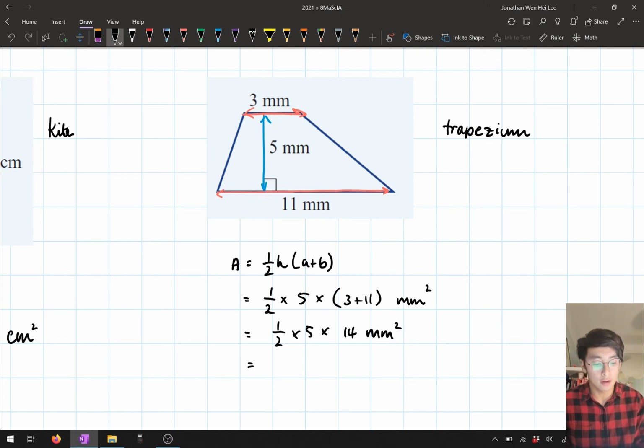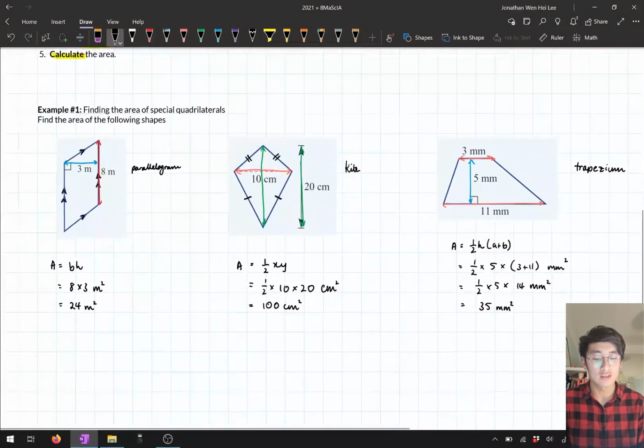Then I can just put this in the calculator, or you can chuck the whole thing in the calculator to begin with, and you'll get an answer. I believe this should give you 35 millimeters squared as your final answer. So that's how we can find the area of special quadrilaterals using their formulas in different scenarios.